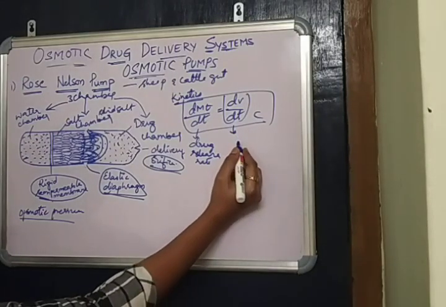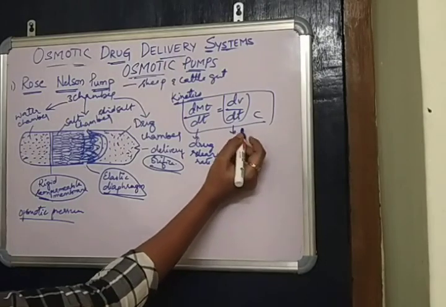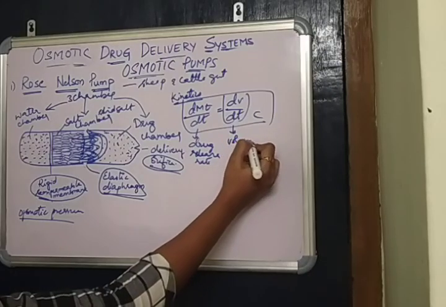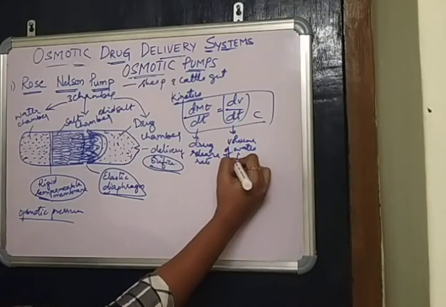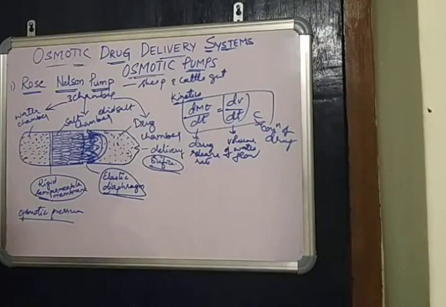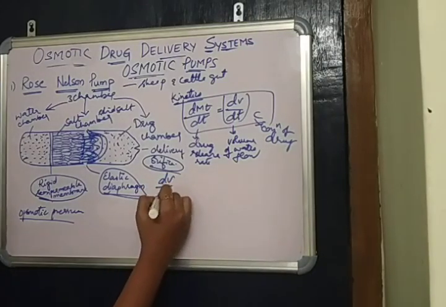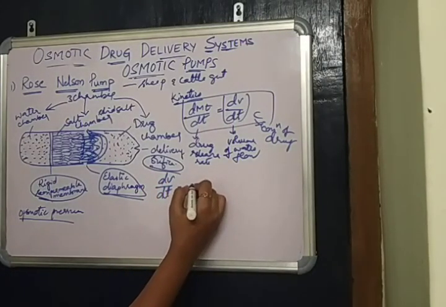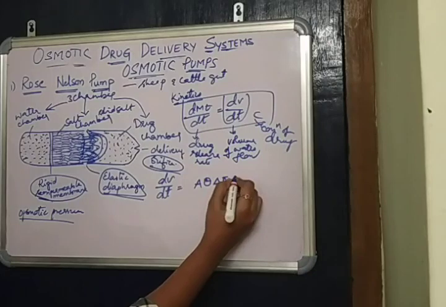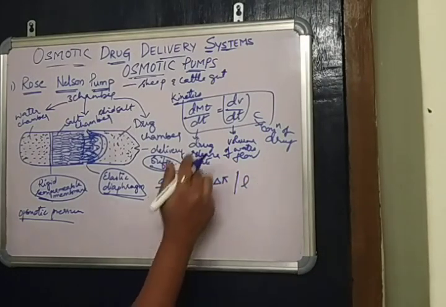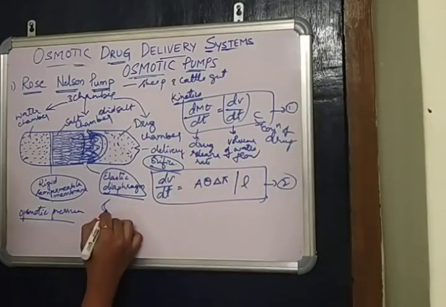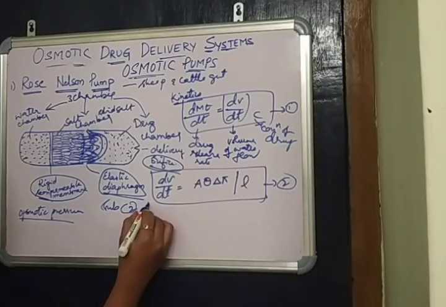In that we have to use the equation for the volume of water flow into the salt chamber. C is the concentration of drug. The previously discussed expression for dV/dt in the principle of osmosis, that is Aθ Δπ divided by L, we have to substitute in the above equation, named equation 1. Substitute equation 2 in the first equation.